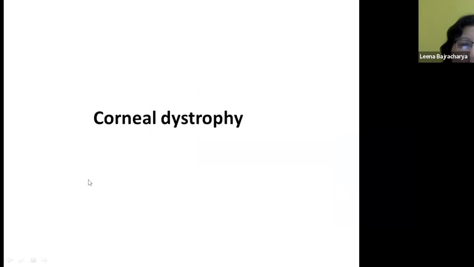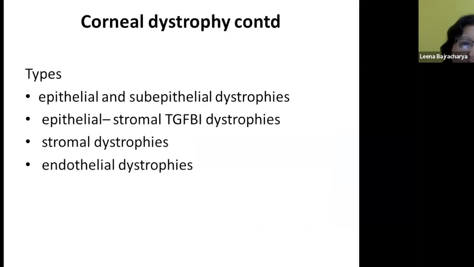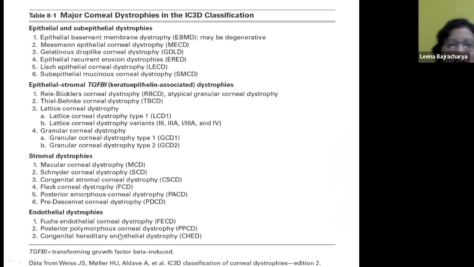So now coming to corneal dystrophy, dystrophies can be classified into 3 types: epithelial and subepithelial dystrophies, epithelial and stromal dystrophies, and endothelial dystrophies. This shows the various types of dystrophies in each category. I'm going to discuss the important ones.